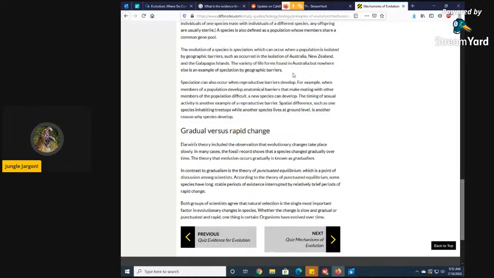Speciation can occur when reproductive barriers develop, for example, when members of a population develop anatomical barriers that make mating impossible. Yeah, so they no longer speak. Usually, they will isolate enough to become incompatible with each other long before they're genetically incompatible with each other. So that's not even making sense.